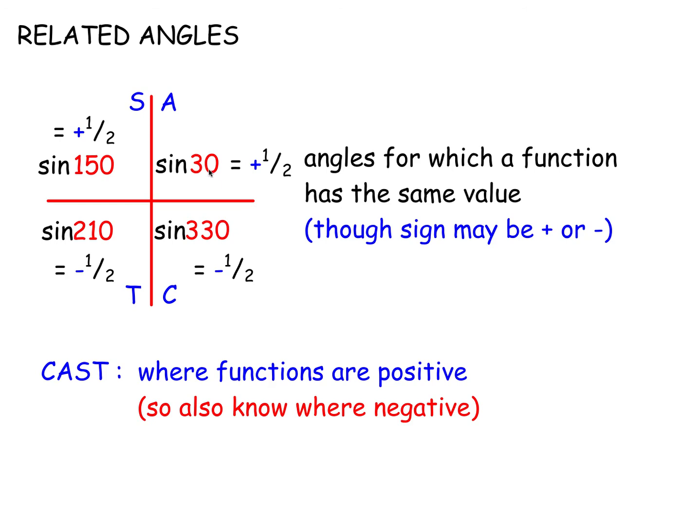So sine 30, sine 150, sine 210, sine 330, they're all a half, but twice it's positive a half, twice it's negative a half. So for all the functions, twice they're positive, twice they're negative in a 360 degree turn. So that's an example using the sine.